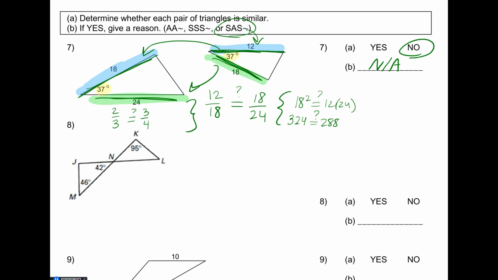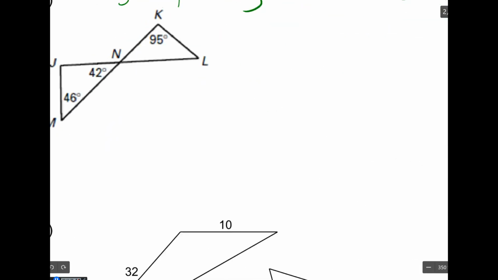Not the same fraction. 2/3 and 3/4 are not the same. All right. Let's go to the next one, Jacob. How would you do this one?